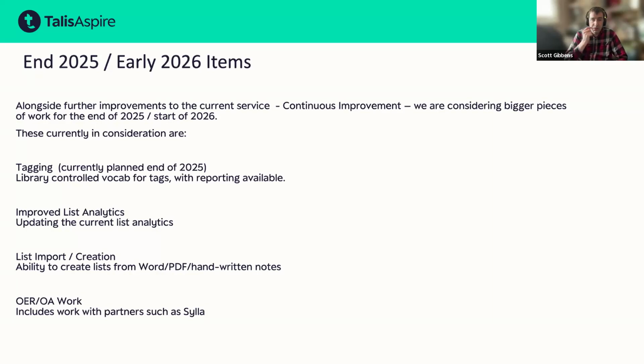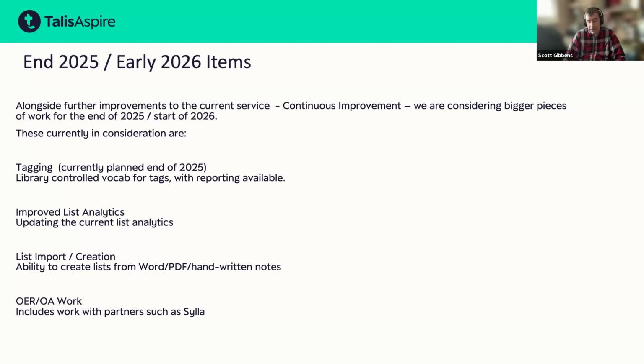The other items we're considering for this year, beginning next year, and this depends on what technology we use and a bit more scoping we've got to do, but certainly the improved list analytics, which I know we've talked about before. They're still wanting to improve those list analytics. We're looking at a list import and creation from different documents, from a Word document, a PDF.